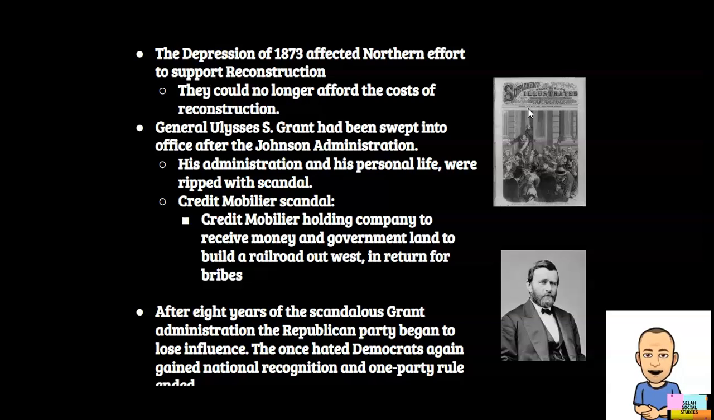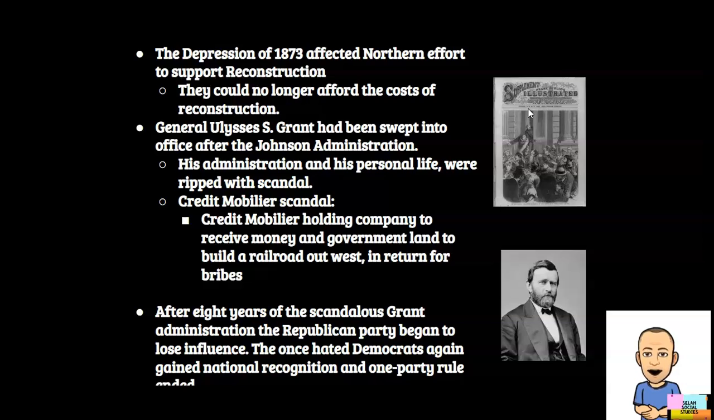Grant had no control over the Republican Party, and after 8 years of the Republican administration of Ulysses S. Grant and his scandalous presidency, the Republican Party began to lose its influence, and the Southern Democrats, this is why this is important, the Southern Democrats who had once hated America and who were hated in America began to gain this national prominence.